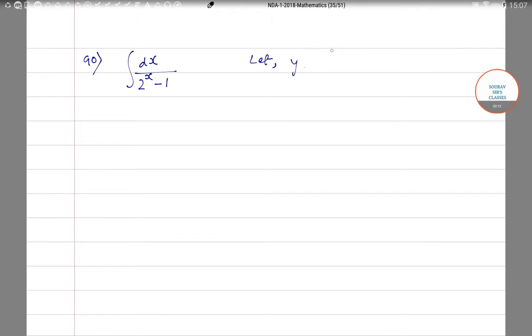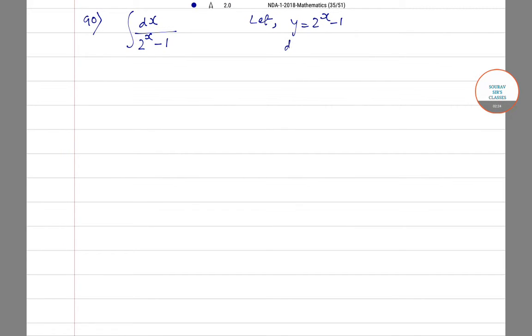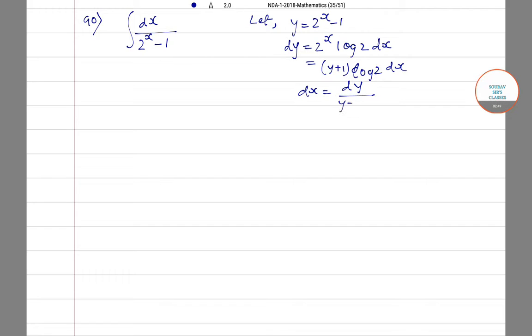So now let y equals 2 to the power x minus 1, and dy equals 2 to the power x log 2 dx. Now we further can do it as y plus 1 log 2 dx equals dy, so dx equals dy by (y plus 1) log 2.